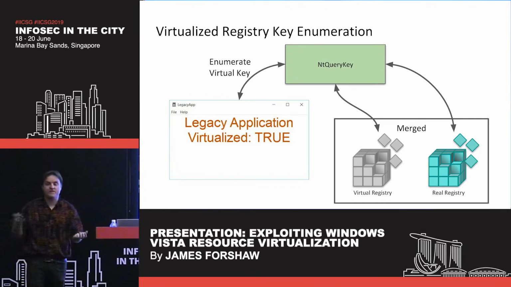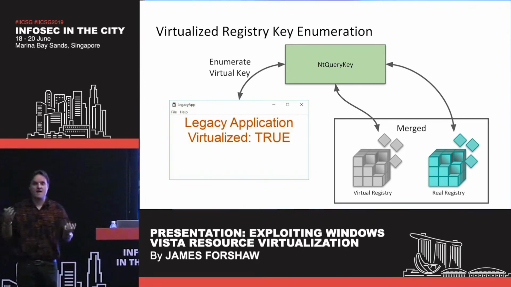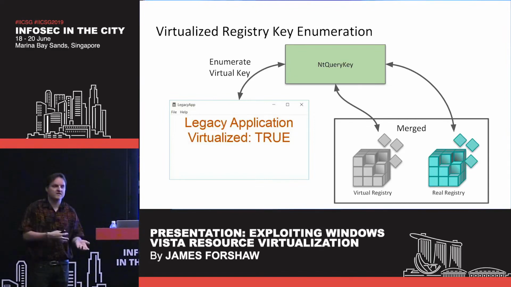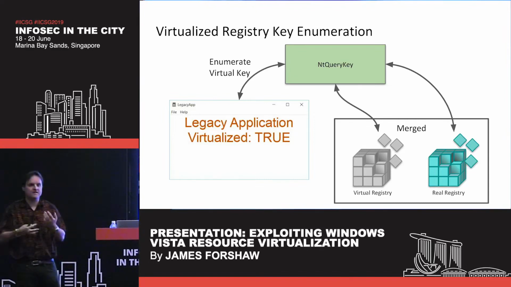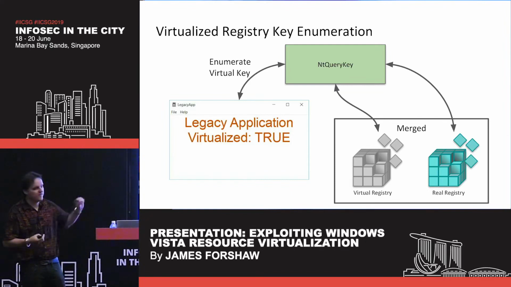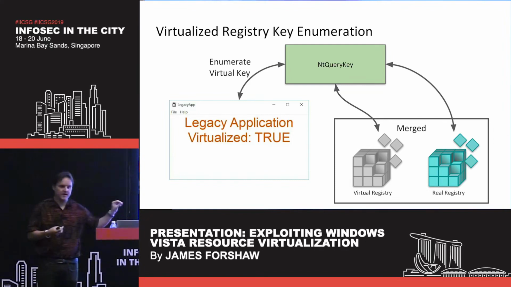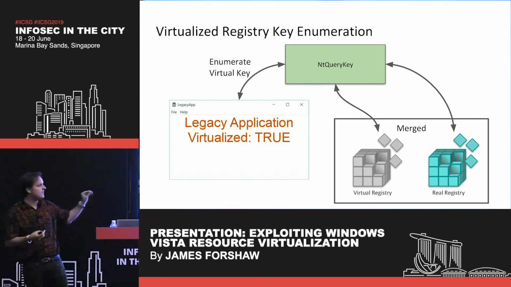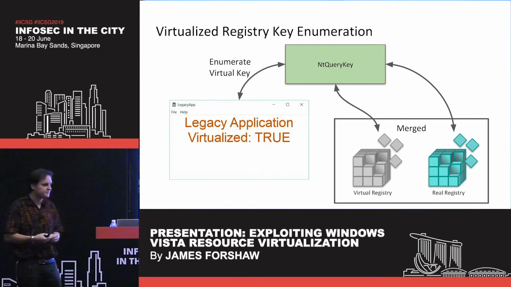That key may have multiple subkeys, which might have megabytes and megabytes of data. You're not going to copy all that into the virtual store, and you can't easily synchronize that if it changes. So what the kernel actually does is it merges the view between your virtual registry, the virtual store key, and the existing real registry key, which already exists in the registry.